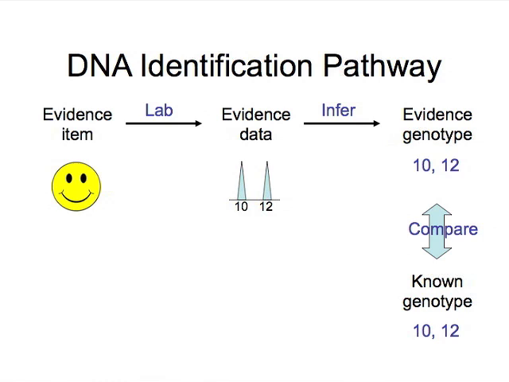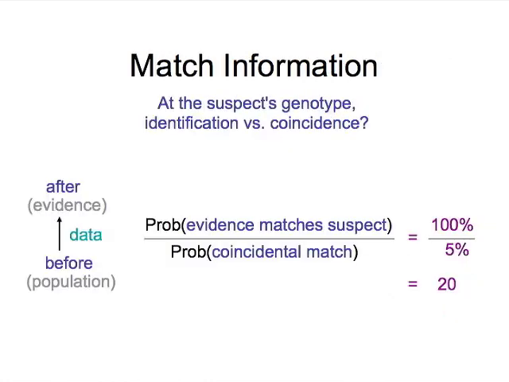Well, when you have very simple data, it's very easy to infer over to the right what the evidence genotype is. There's only one person there. Everything in the evidence has a 10-12 genotype, and it's just easy to objectively infer what the genotype is. Once an evidence genotype has been inferred, then a comparison can be made with a known genotype, and then it can be determined if they're the same or different. If they're the same, then there's match information, where you ask at the suspect's genotype, say that's the 10-12, do we have an identification or a coincidence?